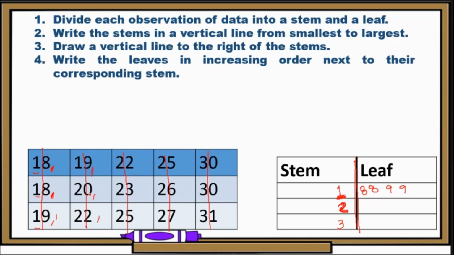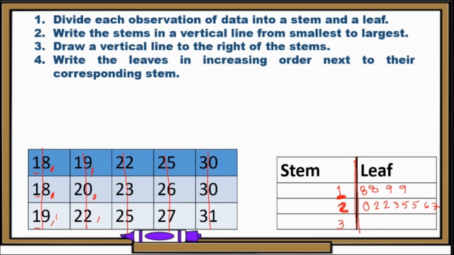For 2 naman, we have here 20. It occurred only once. So 0 lang yung nakalagay dito. And then 22 occurred twice. So you are going to write 2 two times. And then 23, 3. Isang beses lang lumabas. 25. It occurred twice. 5, 5. And 26 and 27, tigisa rin.